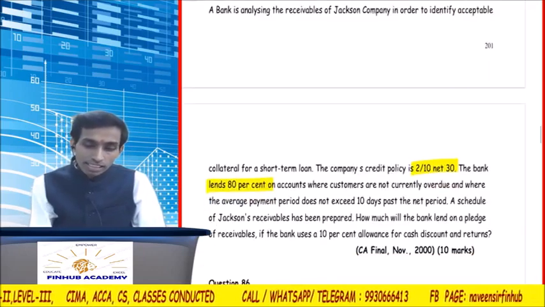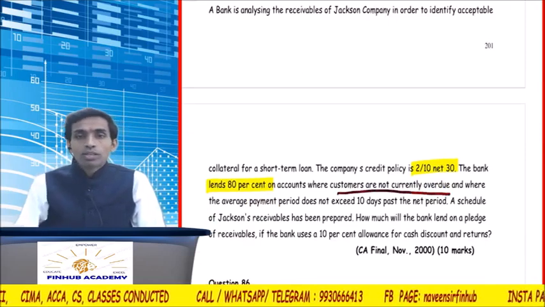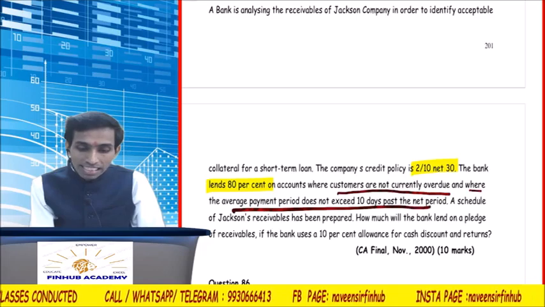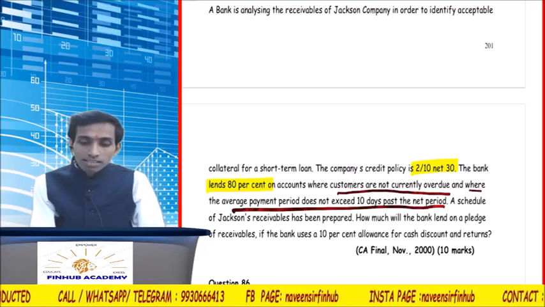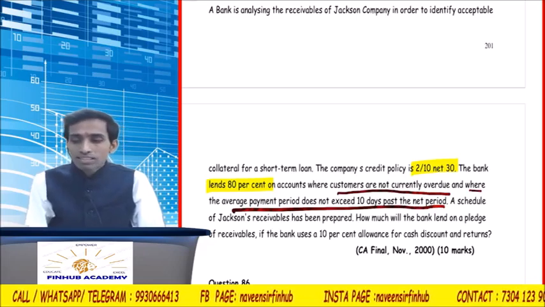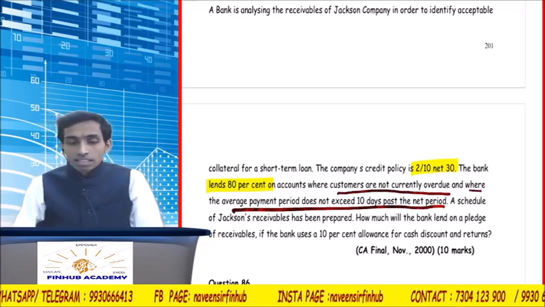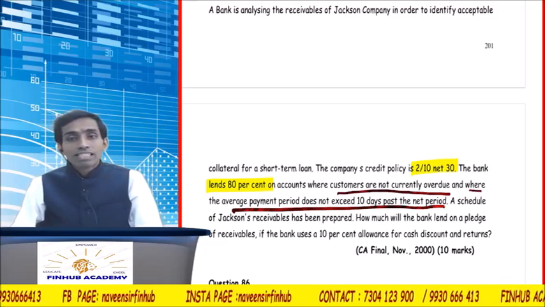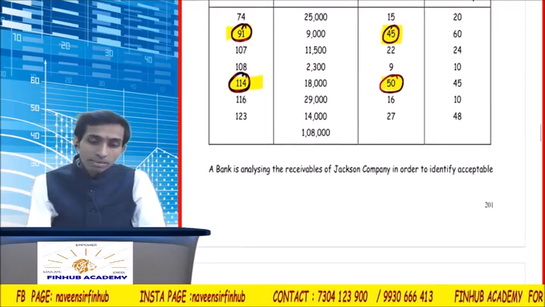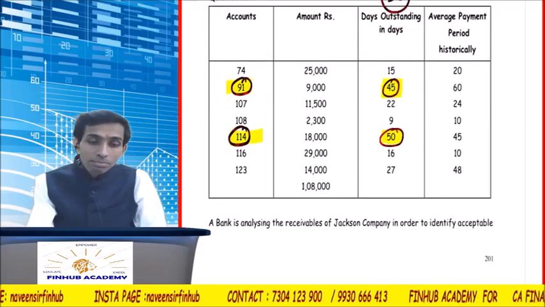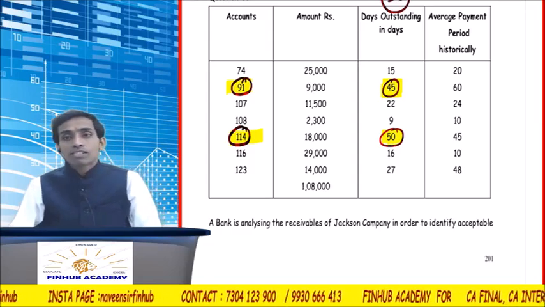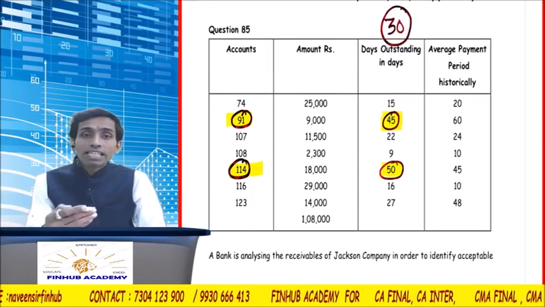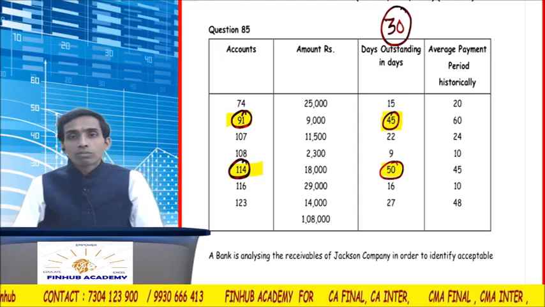Next, I am reading it. See the language. Where the customers are not currently overdue, and where the average payment period does not exceed 10 days past the net period. Net period is 30. So check, 30 plus 10 is how much? 40. Which are the accounts which are taking on an average more than 40 days to pay? Please tell.